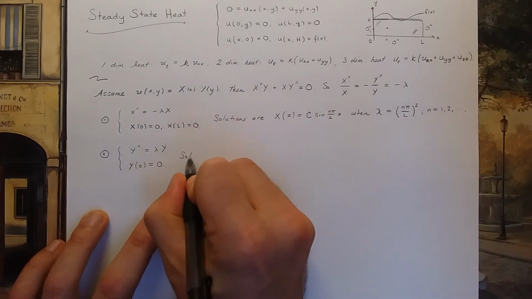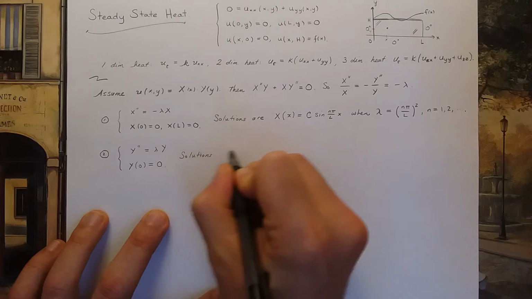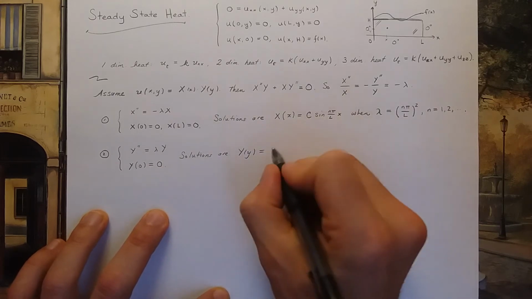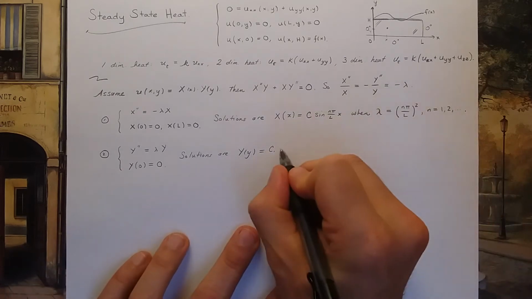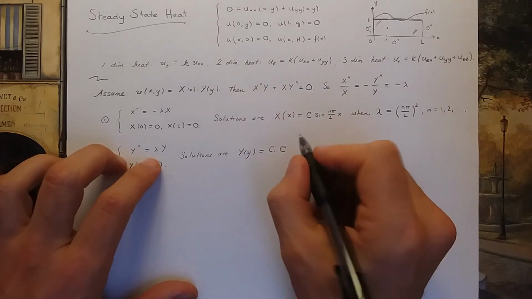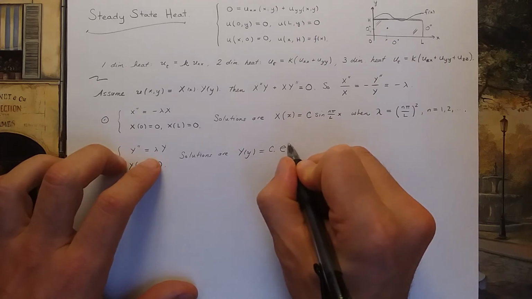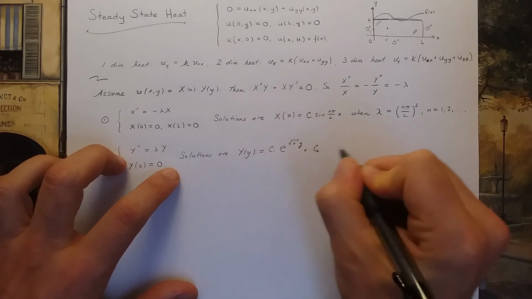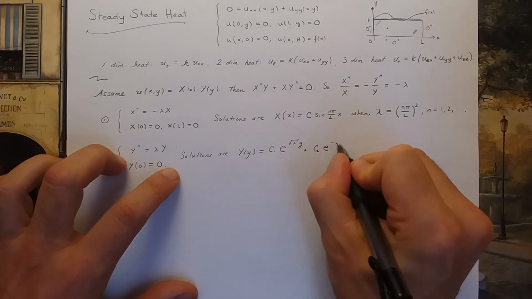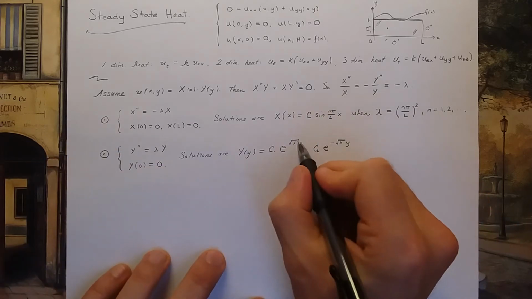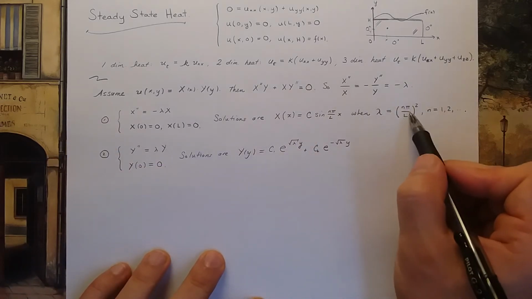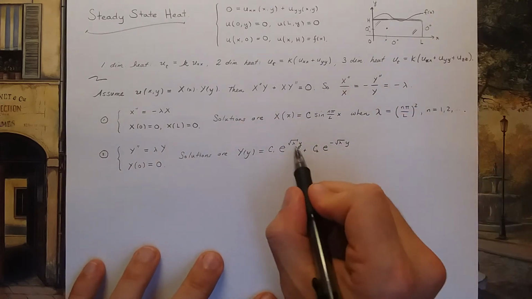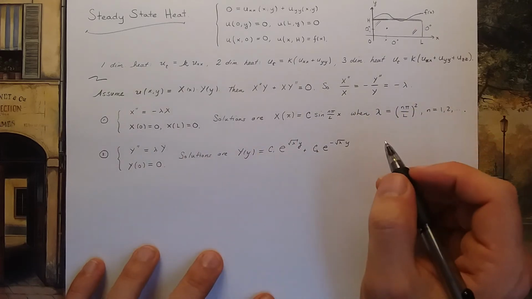So solutions are my function y, which is some constant c1 times e to the square root of lambda y plus c2 e to the negative square root of lambda y. Again, I know what lambda is. It's this constant, but that's kind of a big thing to write, so I'm just keeping it as lambda for now, but I am using the fact that I do know lambda is positive.